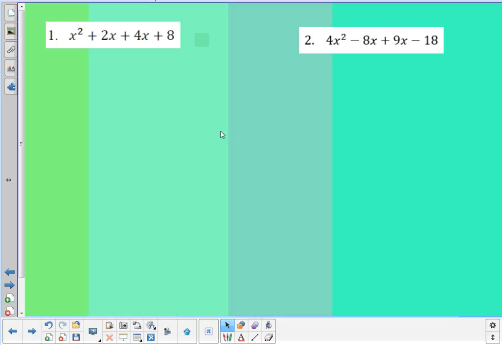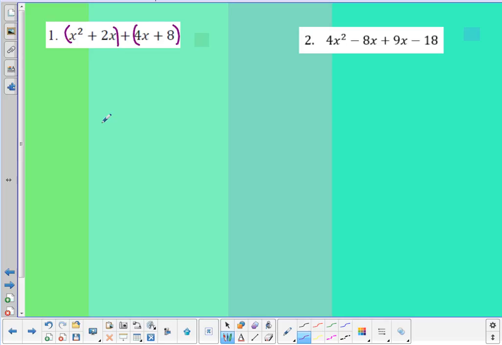our examples. In number 1, I have x squared plus 2x plus 4x plus 8. Now be careful here. Our brain tells us, hey, we've got like terms, let's put them back together. 2x and 4x, I can do that. No, we don't want to do that here. The whole point of factoring is to take apart a product. So we're going to leave this as 4 terms because since we have 4 terms, I can group them in 2 groups of 2. So that's my first step.